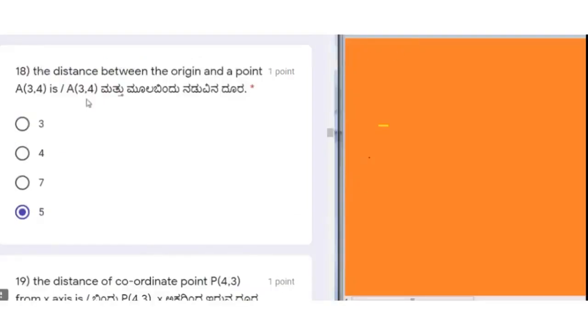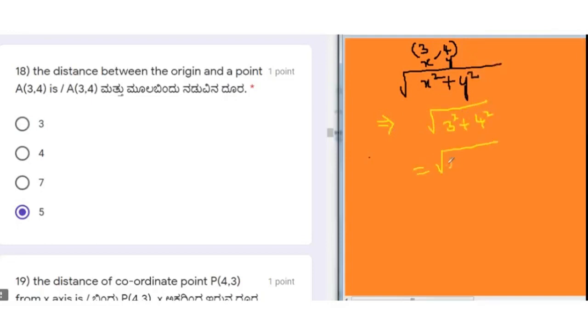18th question. The distance between the origin and the point (3, 4) is. We all know that the distance between the origin and any point is given by the formula square root of x square plus y square, where the point is (3, 4). 3 we will represent as x and 4 we will represent as y. So when we replace this point in the formula, x is 3, so 3 square, y is 4, 4 square. 3 square value is 9, 4 square value is 16. What is the square root of 25, students? 5. So the correct option for this question is 5.